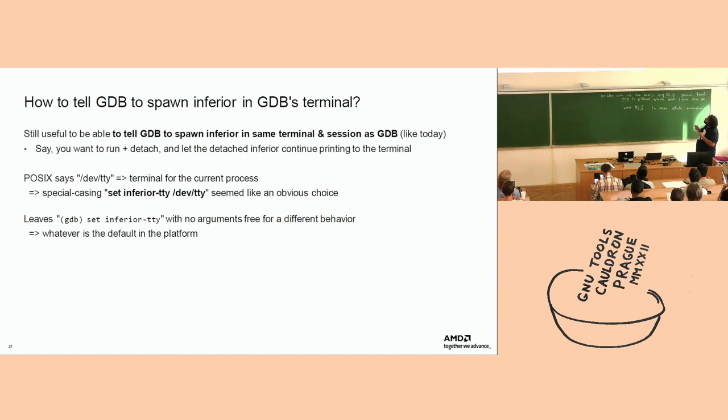So if the user does TTY or this thing or this longer version, then this means that you really want the inferior to run on my terminal, on the same one, which means go back to how it was before. The downside is that SIGINT is blocked. There's no way to get, unless you do the magic kill from the shell, you're stuck.